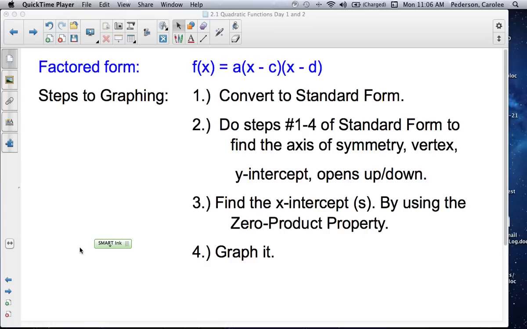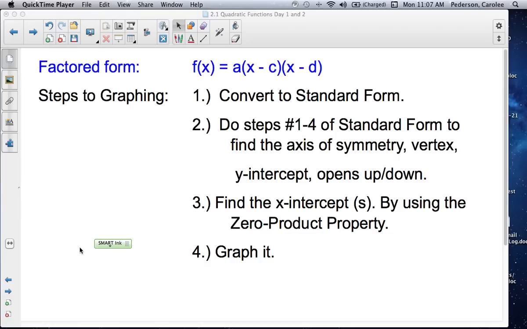Pre-Calculus Day 1, video number 3. We focused on quadratic equations, graphing them with transformations and in vertex form. Our last one is factored form, where you have two parentheses going on. Step 1 is to convert this equation into standard form, so multiplying it out, FOILing it out.